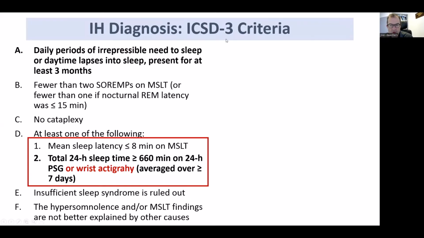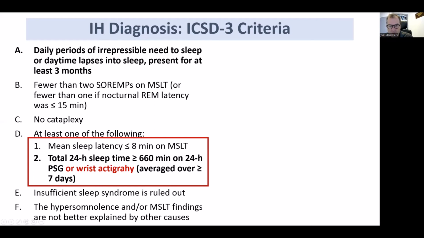What about the definition right now? The International Classification of Sleep Disorders, the ICSD-3, is the criteria. A is a daily period of irresistible need to sleep or daytime lapses into sleep present for at least 3 months. This is the only question on sleep complaint. So nothing to do with sleep inertia, nothing to do with hypersomnia. So this is really a problem.